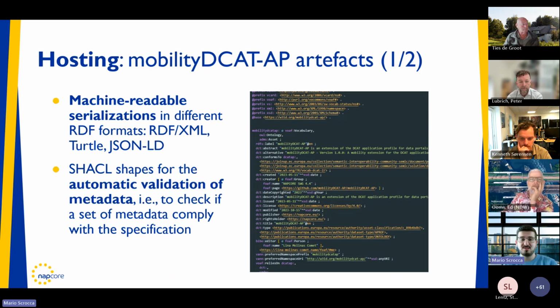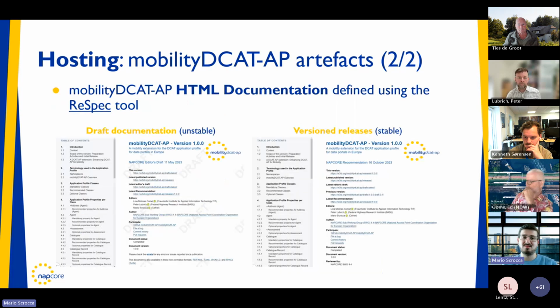So we have a machine readable serialization in RDF format of the properties and classes introduced by mobilityDCAT-AP, and these are available in different RDF formats. And we have also SHACL shapes. SHACL shapes are a sort of mechanism that allows you to validate your metadata. So this is something that maybe we can present in more detail in a more advanced webinar, but it allows you to check if the metadata that you generated are compliant with the specification.